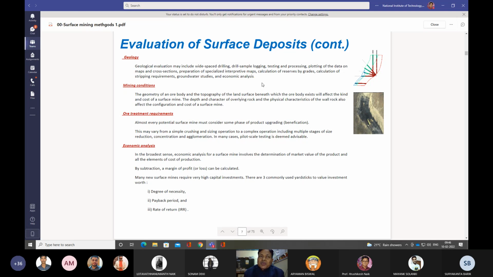And the third is the rate of return, IRR, internal rate of return. Suppose you are spending 1 crore of rupees for starting the mining project. How much money are you going to get back? You are spending 1 crore for purchase of an equipment. After how many years, how much profit are you going to get back? That is rate of return. Whatever money you are spending for the project, you should get back through profits. So all these things are to be taken into account for evaluation of the surface deposits, for carrying out surface mining activities.